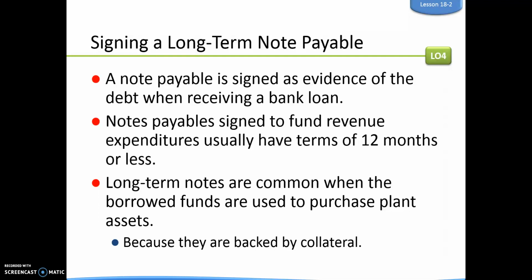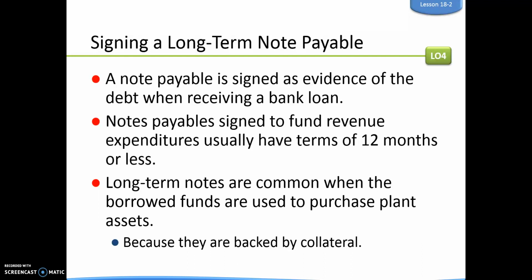So essentially, when we receive a bank loan, a note payable is what gets signed as evidence of that debt. And notes payable that are signed for revenue expenditures, and remember we talked about revenue expenditures last chapter, are just things that we spend money on that in turn are going to make money for us. They usually have terms of 12 months or less.